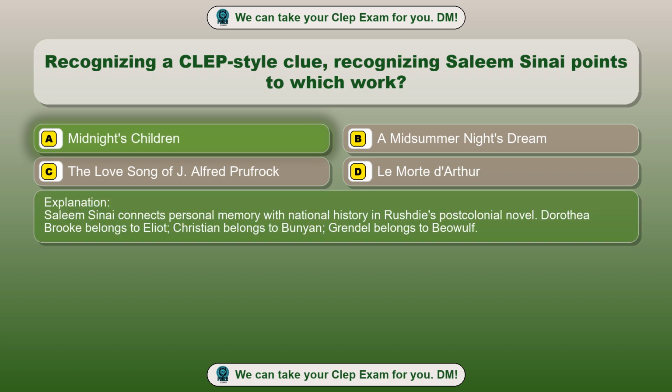Saleem Sinai connects personal memory with national history in Rushdie's post-colonial novel. Dorothea Brooke belongs to Eliot, Christian belongs to Bunyan, Grendel belongs to Beowulf.